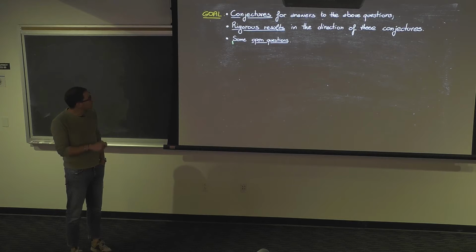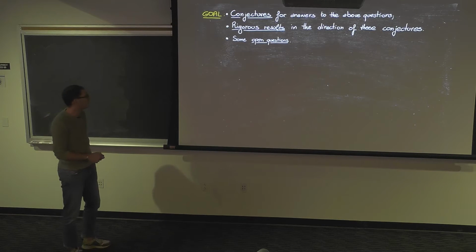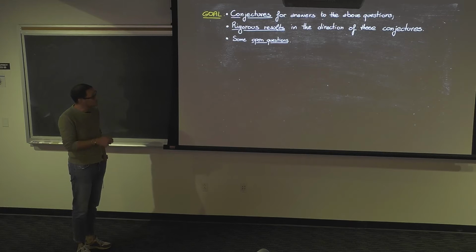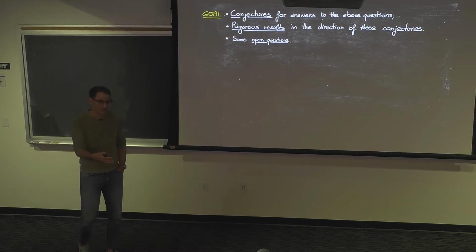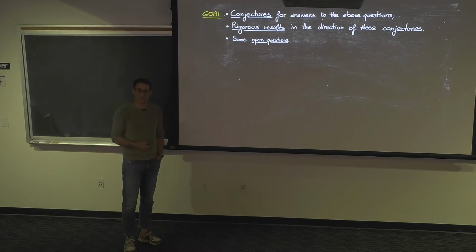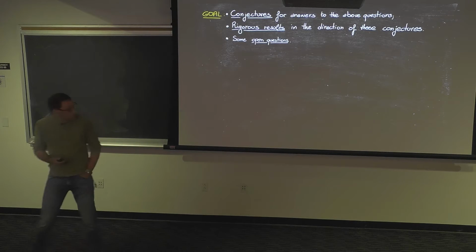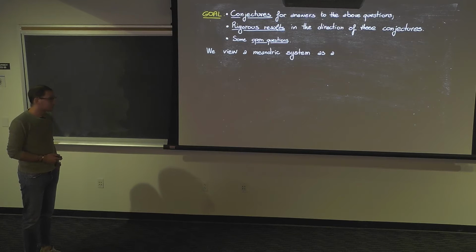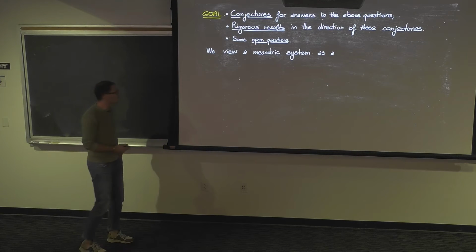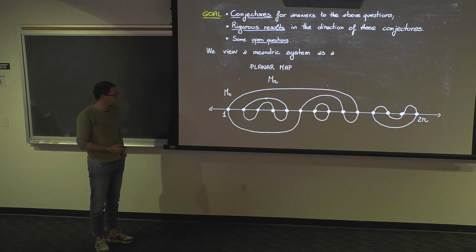So what I want to discuss here is some conjectures about this model, some new conjectures, some rigorous results that are going in the direction of this conjecture. And finally, I'll ask you some questions. OK, so we take this new point of view on a meandric system.